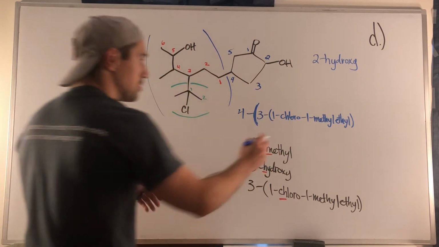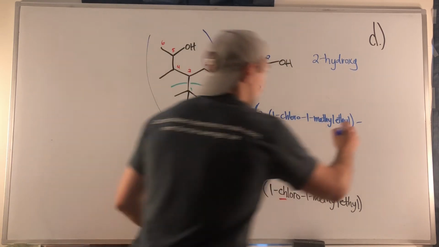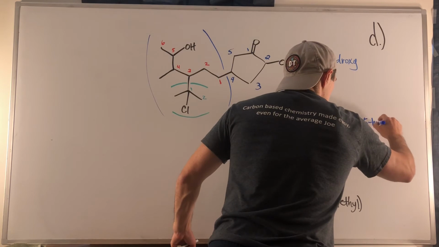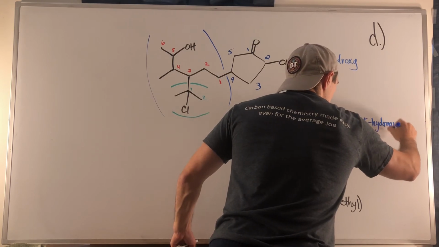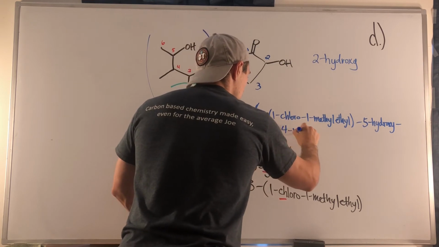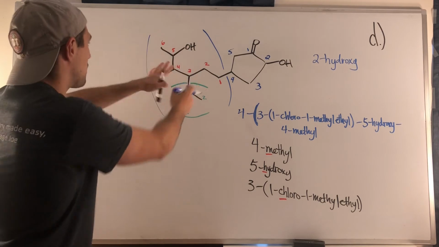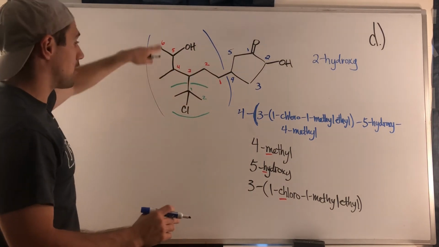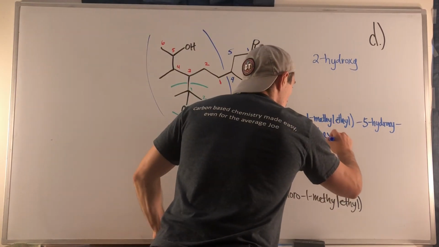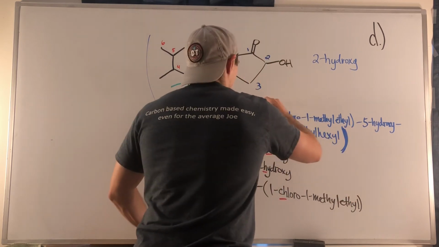And then we can do a hyphen. And then we can do 5-hydroxy. And then we can do 4-methyl. And then, now that we've taken care of everything, we had a 6 chain right there. That's hexyl. And then that ends our bigger set of parentheses.